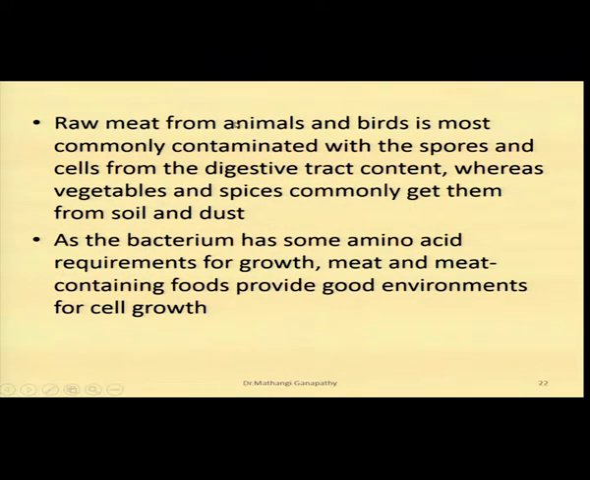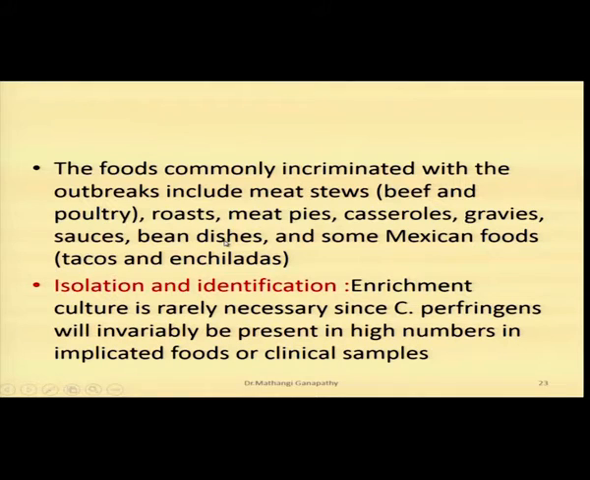Raw meat from animals and birds is most commonly contaminated with the spores and cells from the intestinal tract content, whereas vegetables and spices commonly get them from soil and dust. As the bacterium has amino acid requirements for growth, meat and meat products provide good environments for cell growth. The common foods associated with outbreaks include meat stews, especially beef and poultry, roasts, meat pies, casseroles, gravies, sauces, bean dishes, and some Mexican foods like tacos and enchiladas.